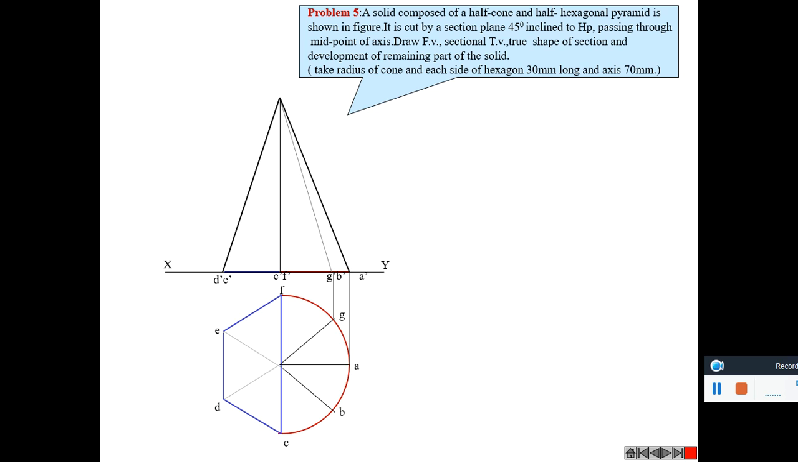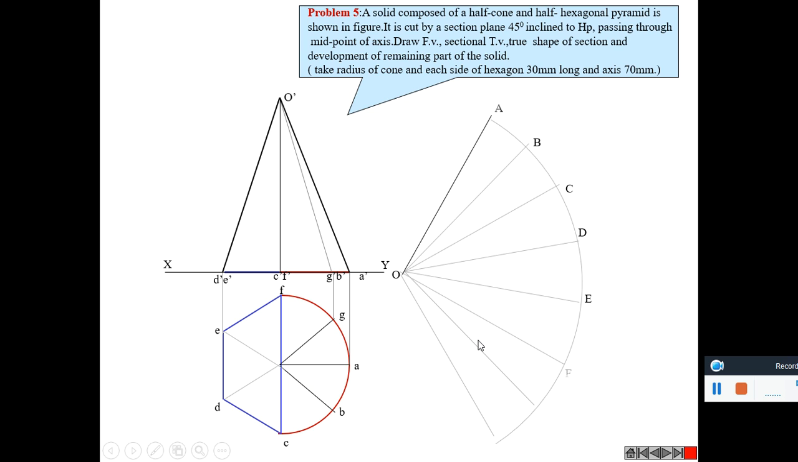So this is the views given, the top view and front view. Top view is partly a cone and partly a hexagonal pyramid. It is divided into 4 parts, the cone. Its development is drawn. It is cut by a section plane 45-degree inclined to HP and passing through the midpoint of axis. This is the axis, its midpoint.